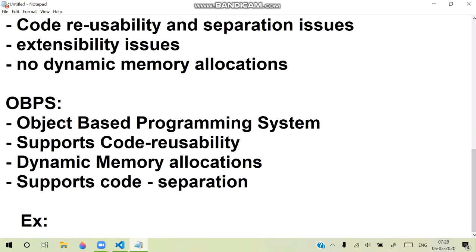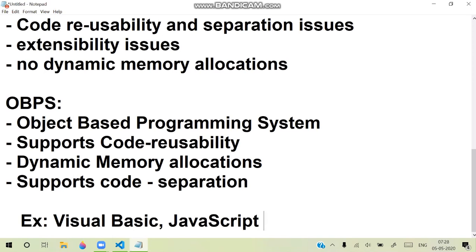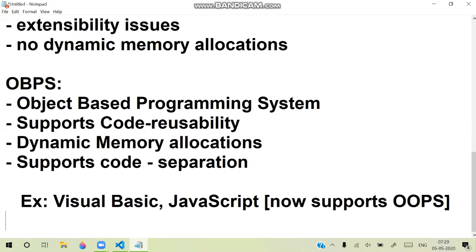Examples: we have Visual Basic, VB, and we have JavaScript. Earlier when introduced, it was OBPS. Actually, JavaScript now supports OOPS. Earlier, it didn't support all the features of OOPS.